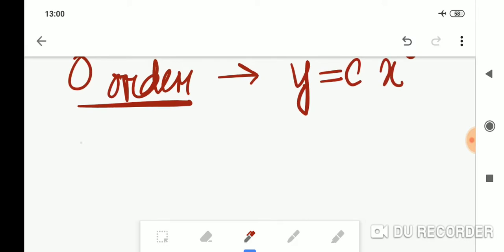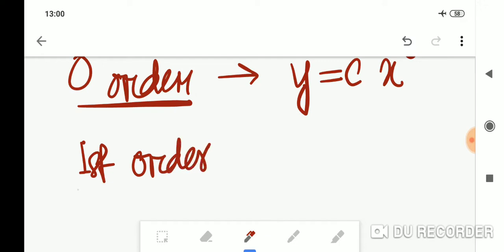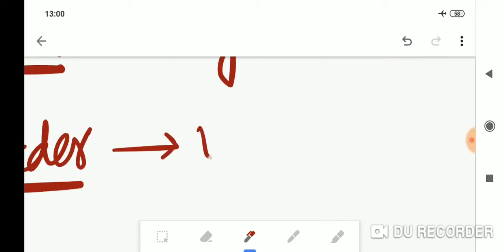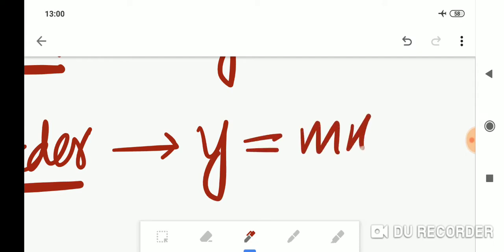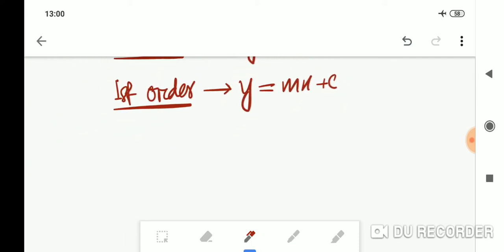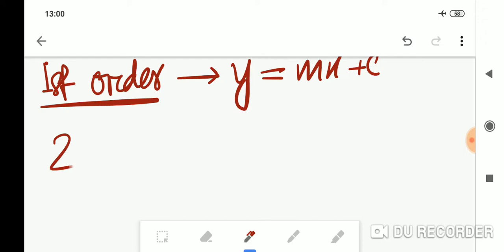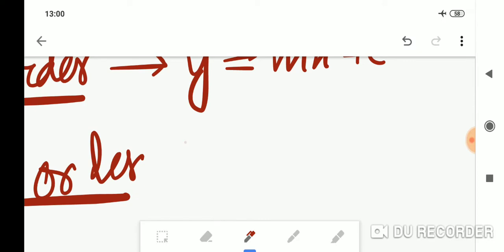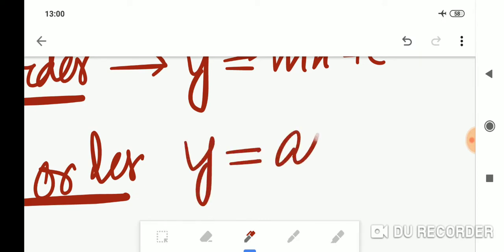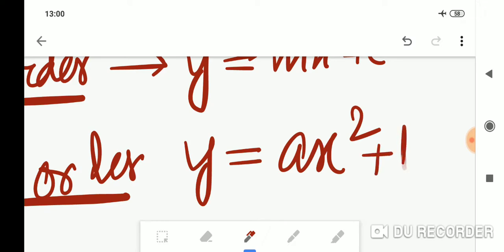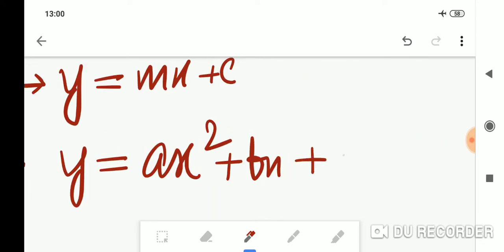There will be a first order equation, y is equal to mx plus c. We are writing it in the most commonly encountered forms. I have used m for the first order, but now we will be using, as we are more acquainted with these terms, ax square plus bx plus c.